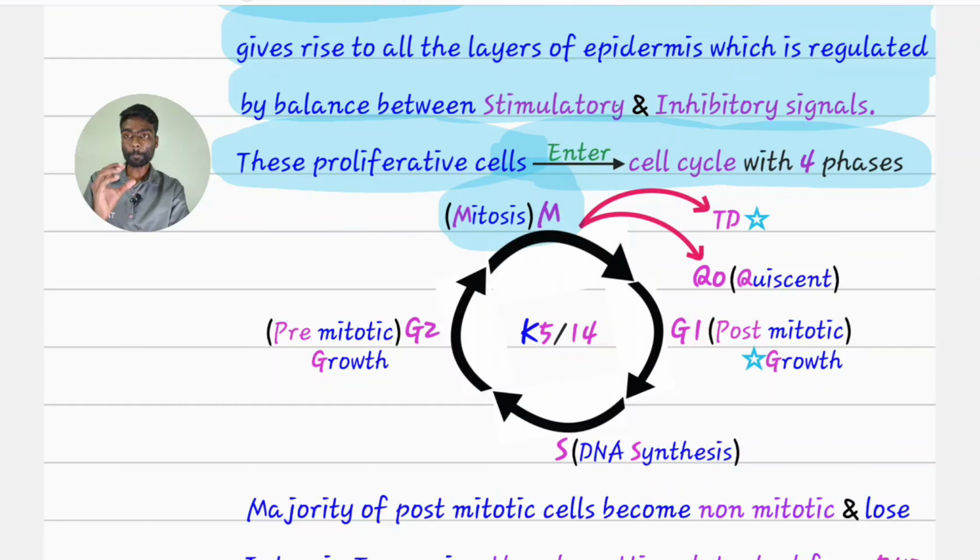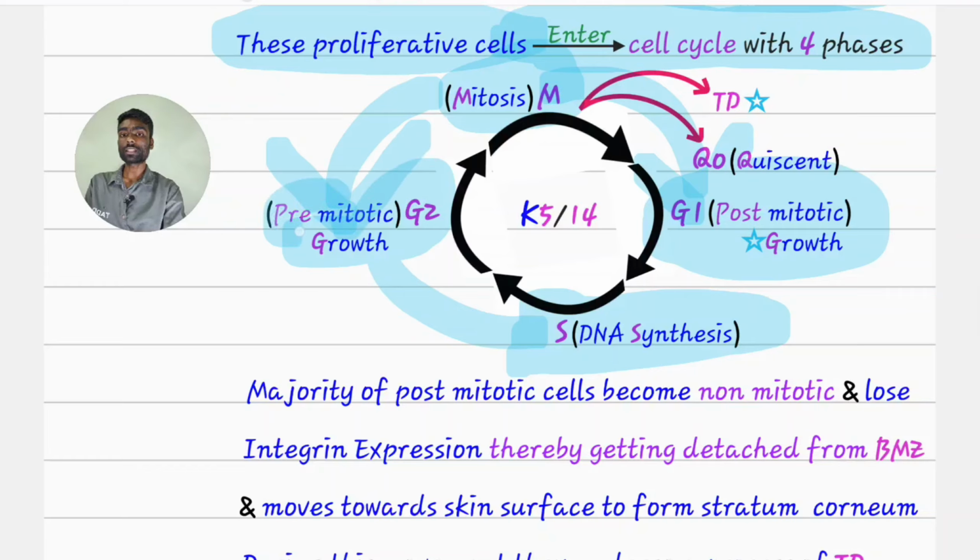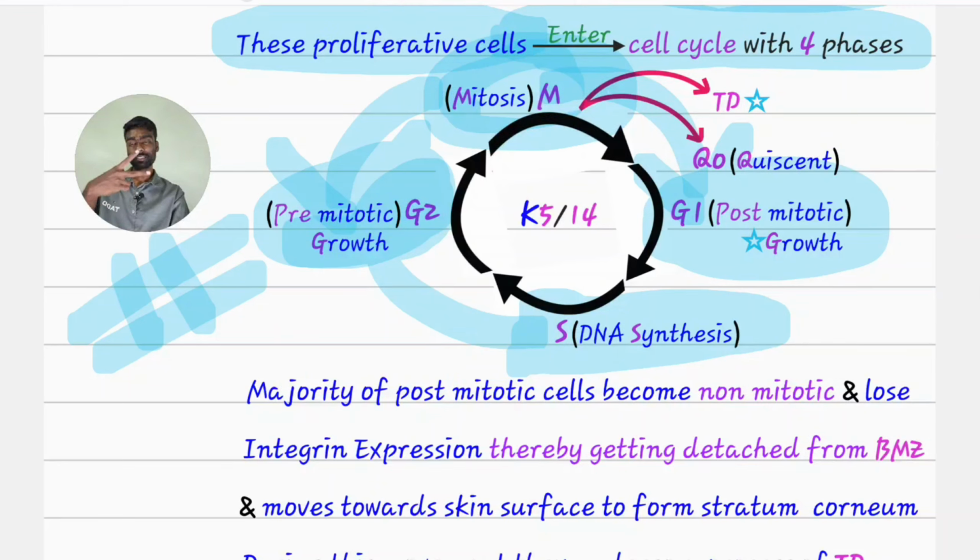Next, S phase, that is DNA synthesis phase. And then G2 phase. Here also G means growth. It is occurring before mitosis, that's why pre-mitotic growth phase. Here any defective DNA will get repaired in this phase. Ultimately, mitosis occurs and 2 daughter cells will form. It has 3 options. One is continuing the cycle as it is.